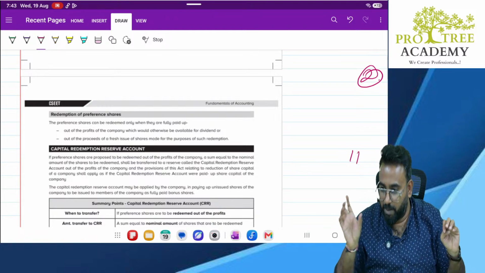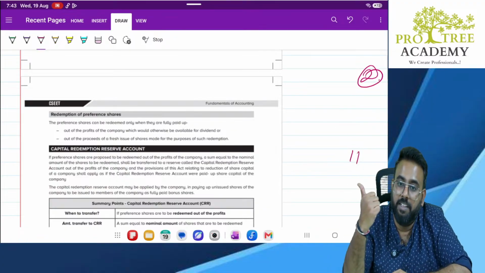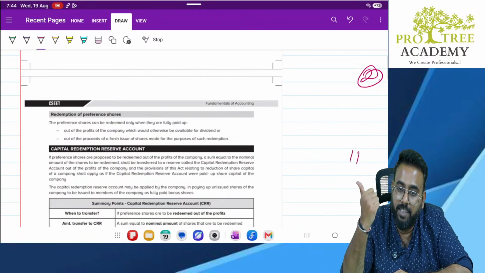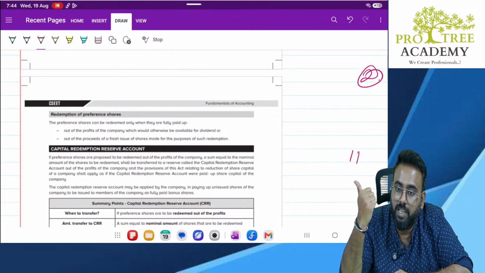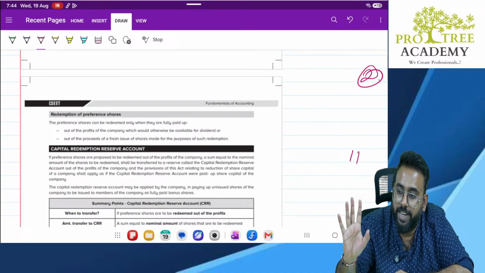In name only it is preference share capital, but it is not a capital, because first thing is they usually don't have a voting right. Understanding? And they are not considered as members who can get the profits of the company. What they are only going to get is their dividend.